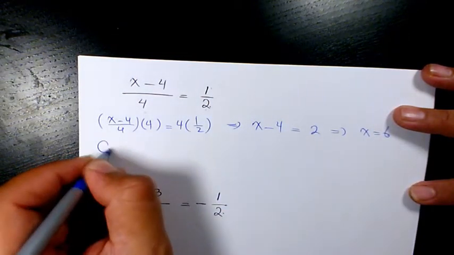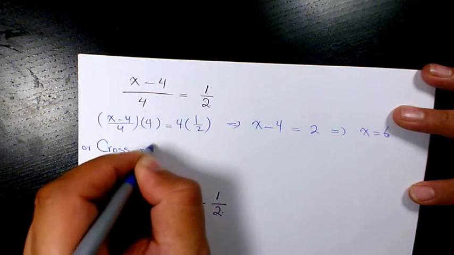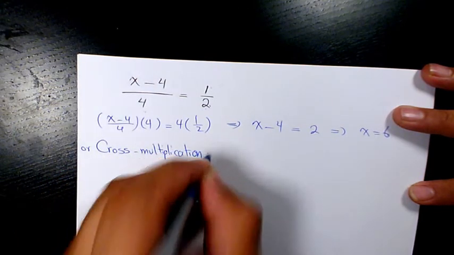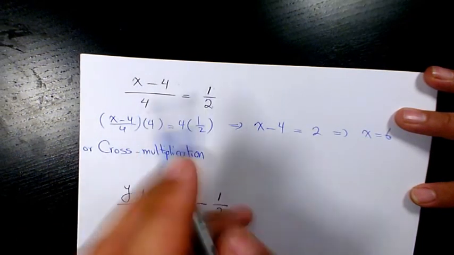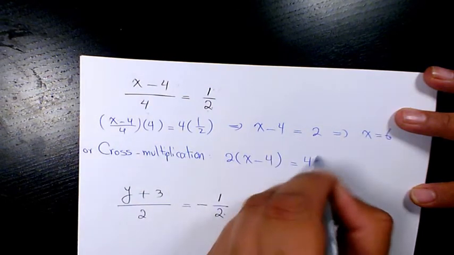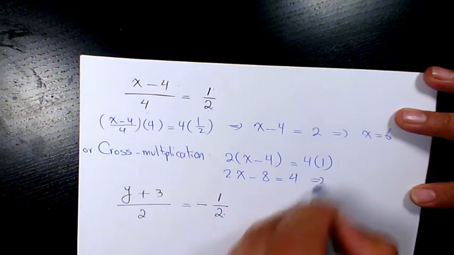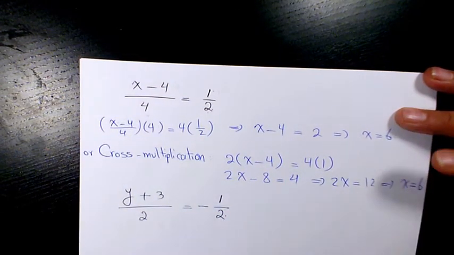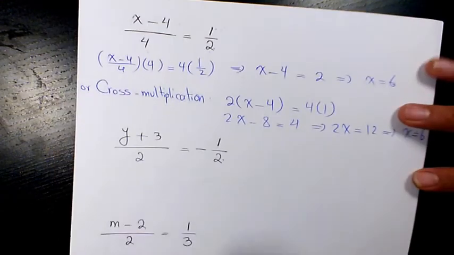Or you can do cross multiplication. You multiply 2 times x minus 4 and 4 times 1. So 2 times x minus 4 equals to 4 times 1. So we have 2x minus 8 equals to 4. So 2x equals to 12. So x equals to 6. So we get the same answer. So cross multiplication is much easier.